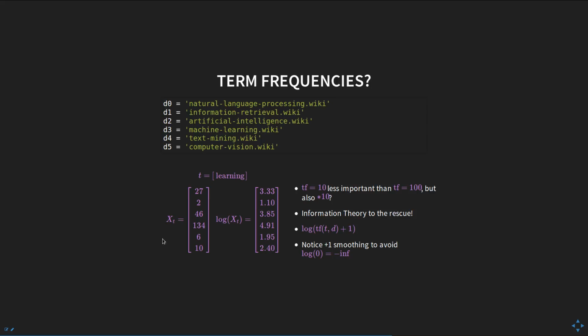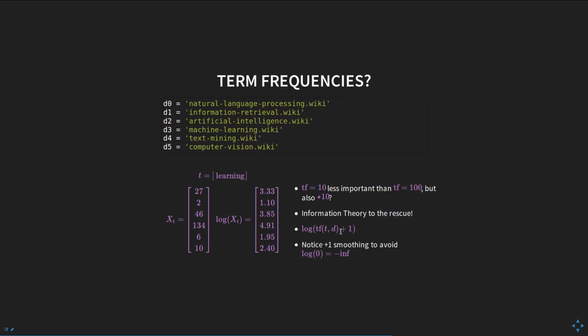So is it 10 times as informative? Now it turns out this is not very realistic, but information theory has a solution for us, which is to take the logarithm of these frequencies so they scale naturally, and therefore have a better relation with actual information. To do this, we just apply the natural log to each term frequency, and there's a very small smoothing operation going on to avoid taking the log of a term frequency of 0, which will result in minus infinity.